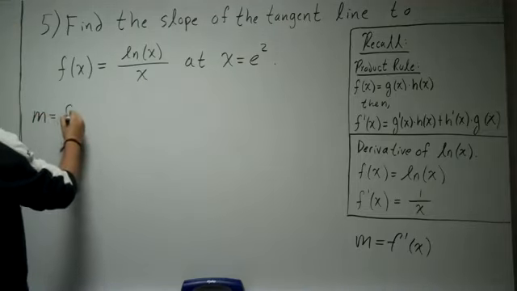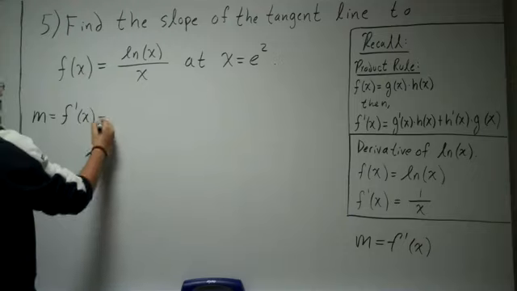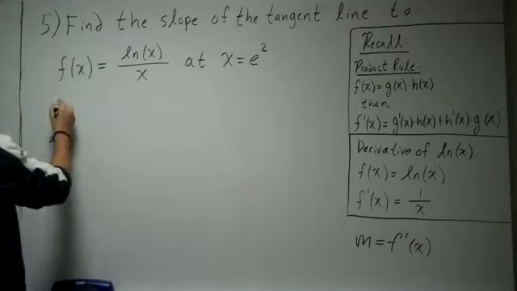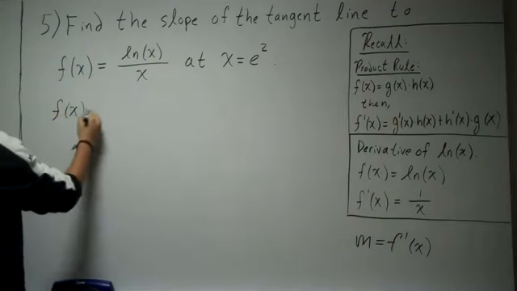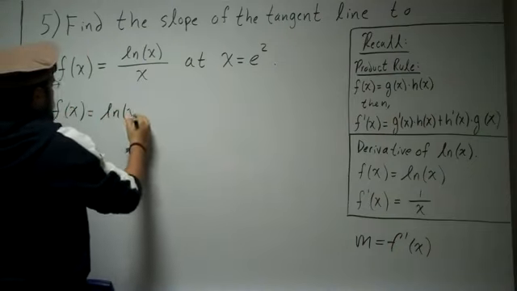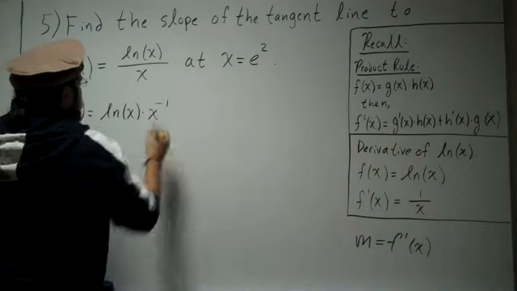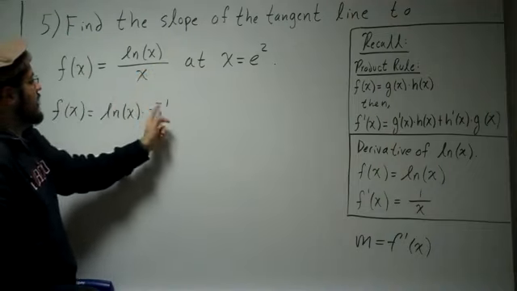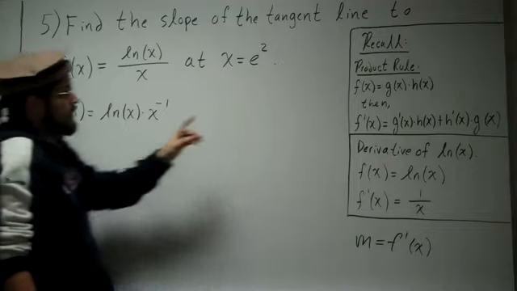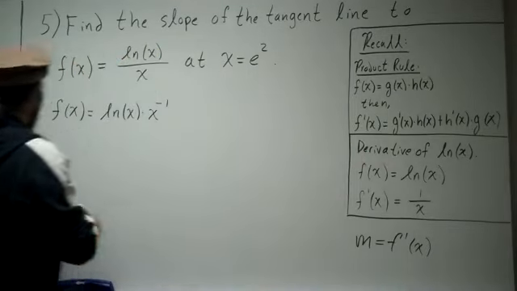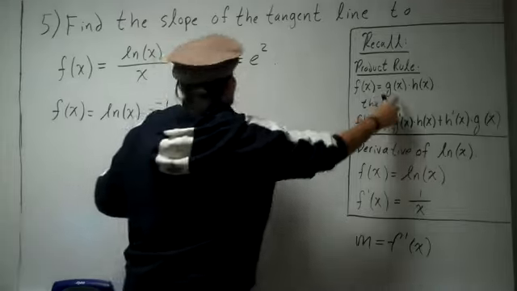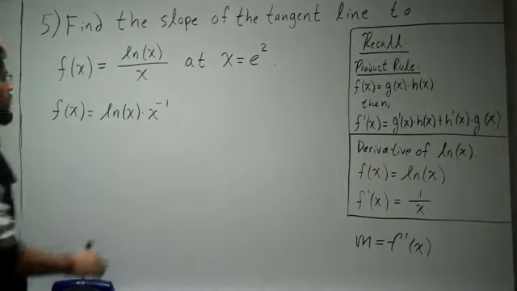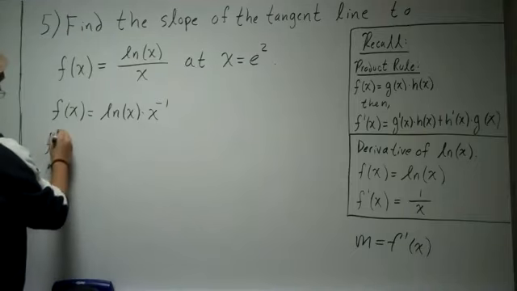So m is f prime of x. Alright, actually, let's do some algebra first. So f of x is equal to ln of x times x to the negative 1. So I moved the x to the top, to the numerator, and I have a negative 1 power. So that's where the product rule comes in. So if you want to look at it, g of x is our ln of x, and h of x is our x to the negative 1. Okay? So then we know f prime of x.